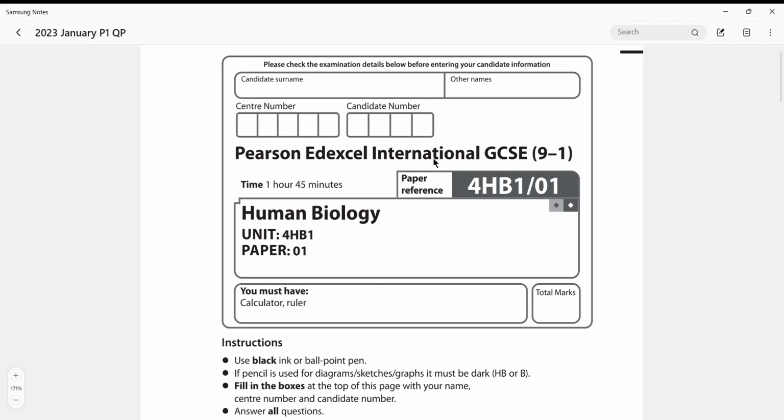Hi everyone, today we'll be covering the IGCSE Human Biology past paper. This is from 2023 January and this is paper 1.